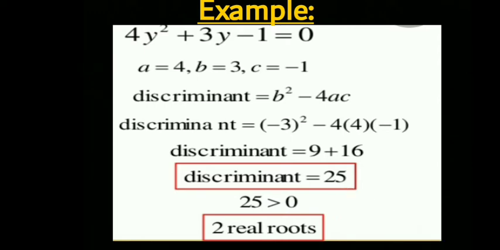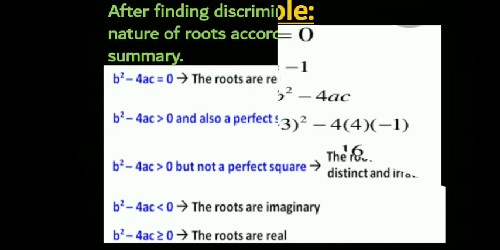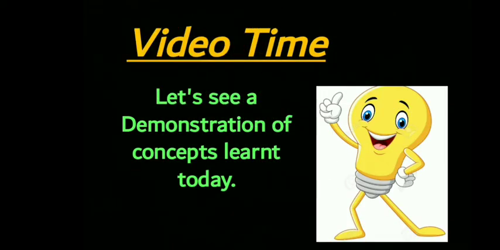So, what does the summary chart tell us? It says that if the value is greater than 0, meaning a positive number and a perfect square, your roots will be real, distinct and rational. So in this question, our roots, since the discriminant is 25, are real roots. To grasp the idea more clearly, let's see a demonstration video.